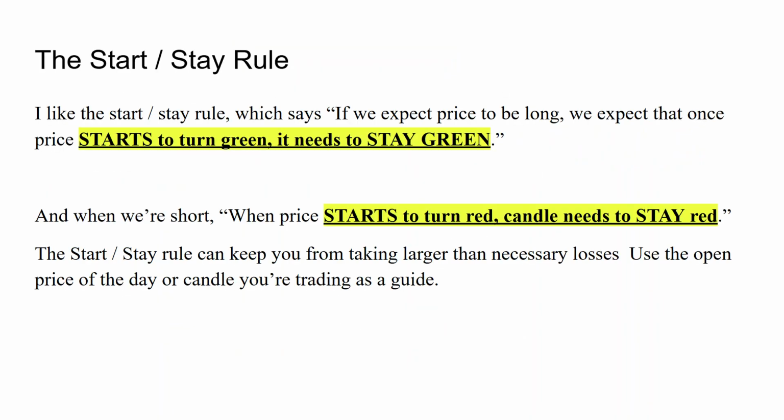Now, there's also something that I like to call the start and stay rule. I made this up, but it's just something that I found to be true. If you expect the price to be long, once the daily candle starts to turn green, we expect it to stay green, right? Because we're long. If you're short, when the candle starts to turn red, it needs to stay red. It should not be flipping back and forth, red, green, red, green. That's doji behavior. That's consolidation behavior.